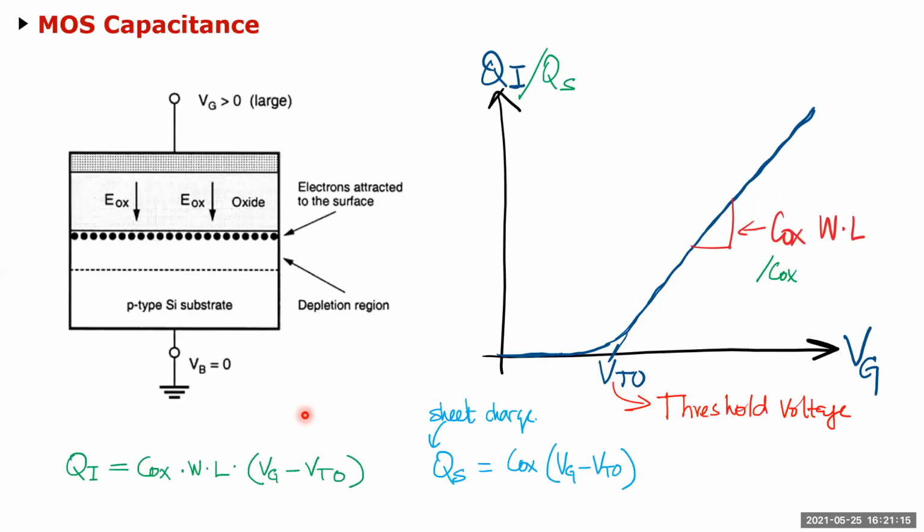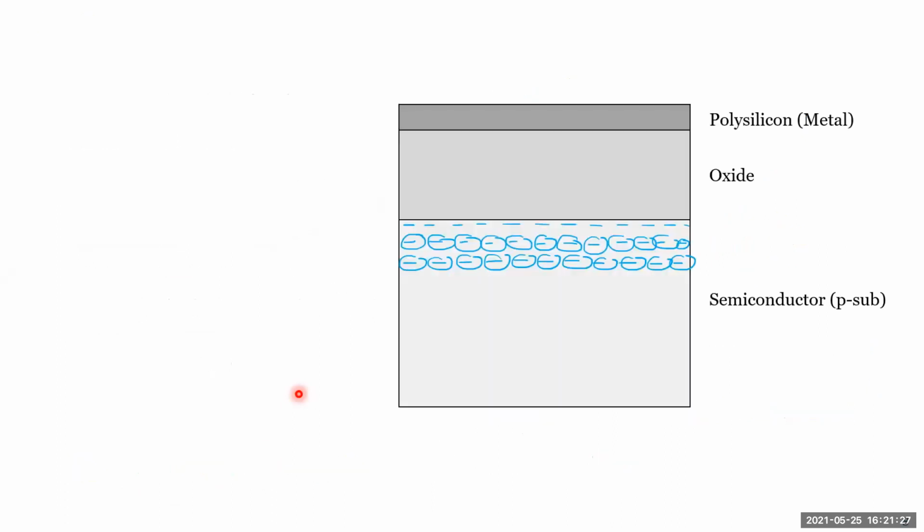Okay, and I show that the sheet charge, which is the charge per unit area on the gate, is equal to Cox times Vg minus Vt0. Basically, this equation divided by the area of the gate.